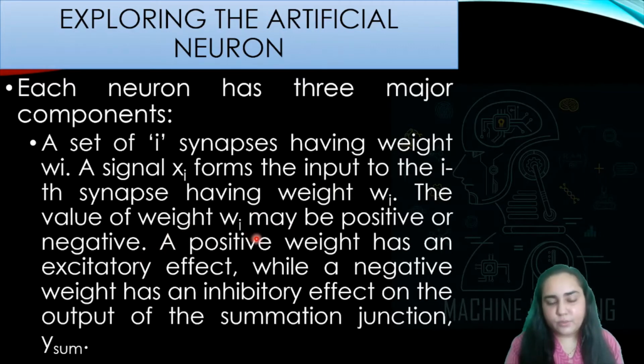And the value of weight wi could be either positive or negative. If it's positive, it would have an excitatory effect. If it's negative, it would have an inhibitory effect on the output of the summation junction, which is y sum. So there is a junction. This is basically the soma that's going to gather all the signals and pass them on, which is the summation junction, depicted here as y sum.